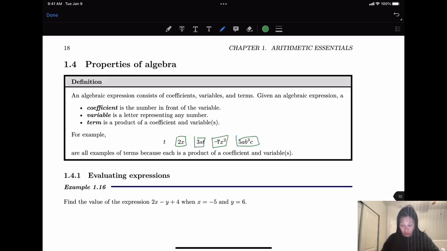So the coefficients in this specific case are going to be what? 2 is a coefficient, 3 is a coefficient, 7 is a coefficient, 5 is also a coefficient. So their product with a variable is called a term.